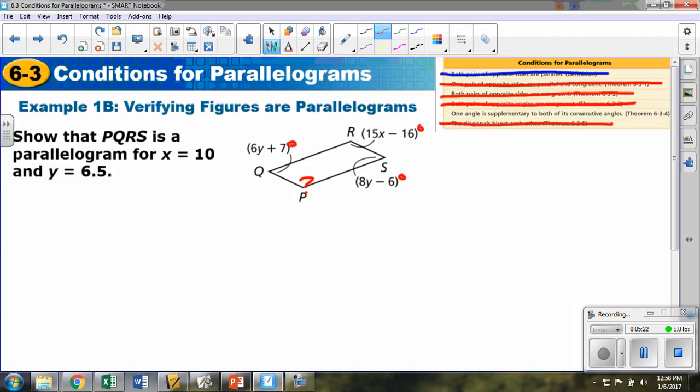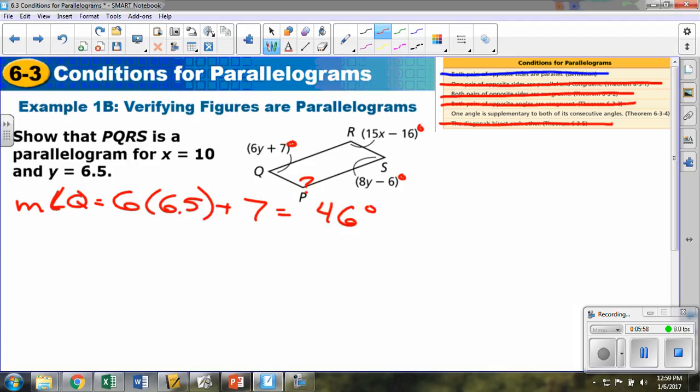And in order to get supplementary, they have to add up to 180. So that's what our whole problem is based on. Just by looking at the picture and seeing what we're given, we can figure out that we have to get angles adding up to 180. So let's start plugging them in. The measure of angle Q. Well, Q is 6 times y plus 7. So 6 times 6.5, that equals 39. 39 plus 7 gives us a 46-degree angle.